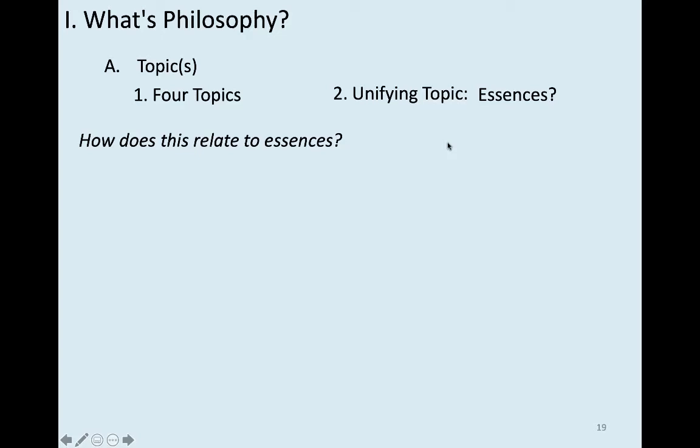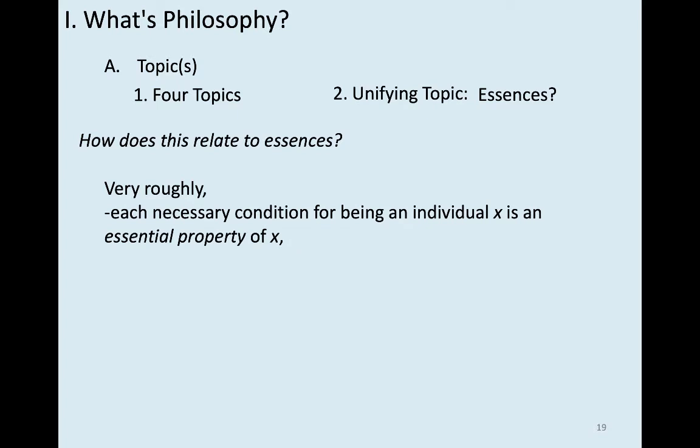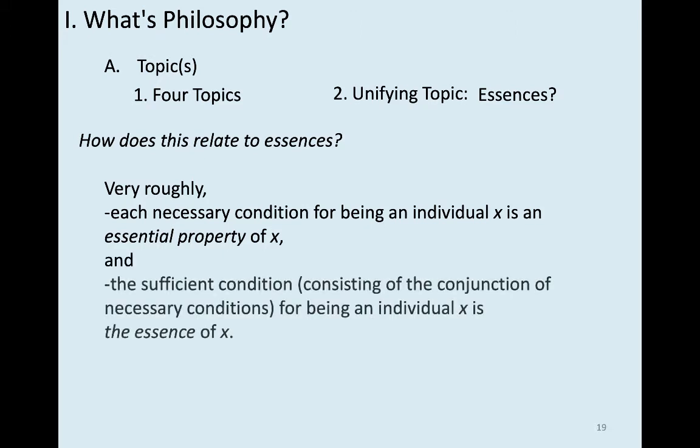In the last video, we talked about the distinction between necessary and sufficient conditions. In this video, we'll talk about how that relates to essences. So very roughly, each necessary condition for an individual x is an essential property of x. And the sufficient condition that consists of the conjunction of all necessary conditions for being an individual x is the essence of x. So this is just a way of talking.